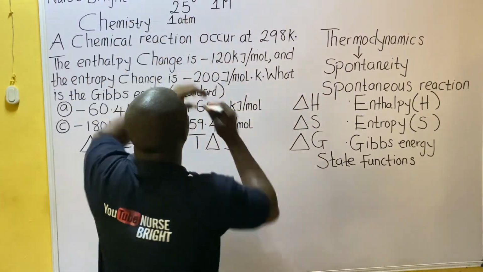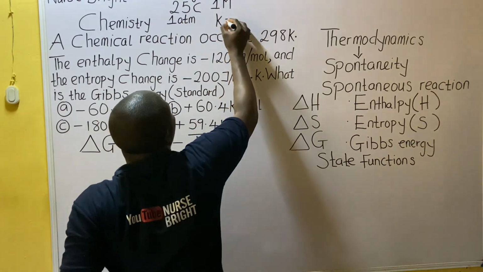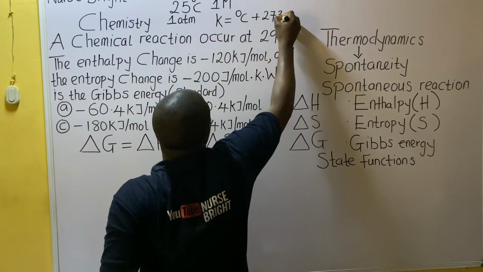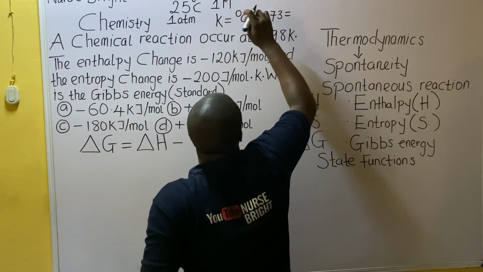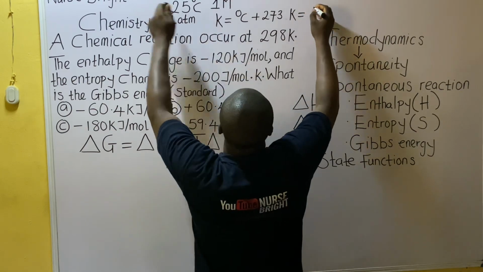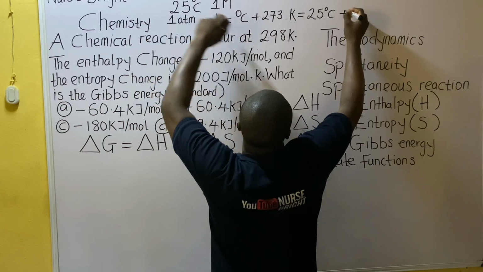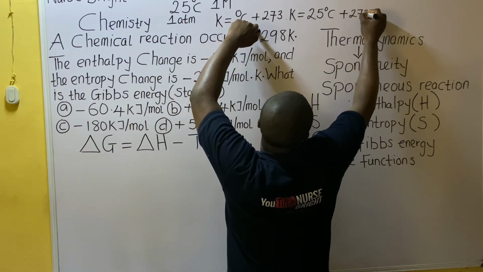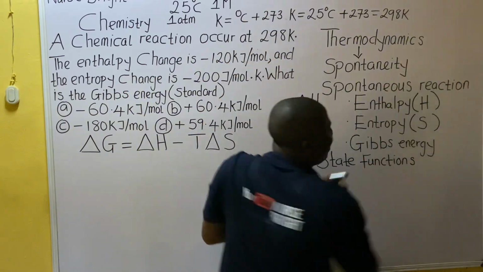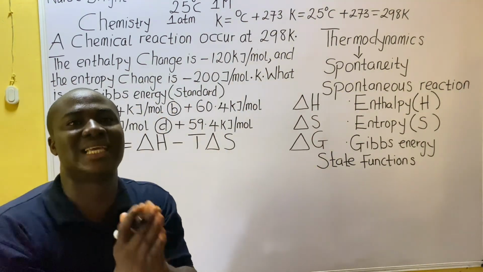So how do we convert 25 degrees Celsius to Kelvin? Very easy. We simply say Kelvin is equal to degrees Celsius plus 273. So when you do that, what becomes this guy? Kelvin will now be, what's the degree Celsius? That's 25, which is the normal. All right, for this one, 25 degrees Celsius plus what? 273, and that is 298 Kelvin. I believe you are following me. So that is why this question existed at 298 Kelvin.